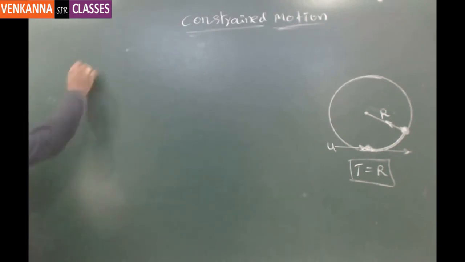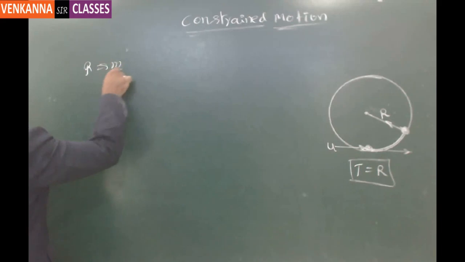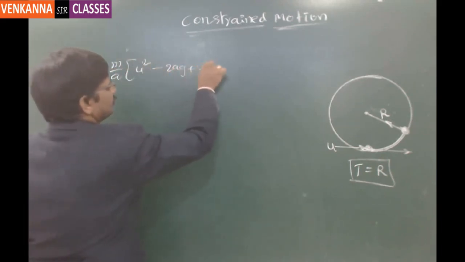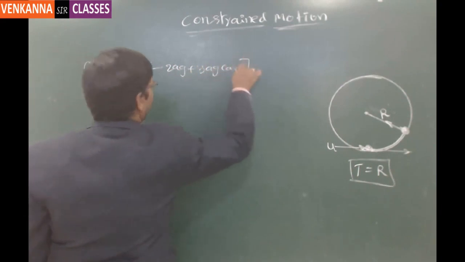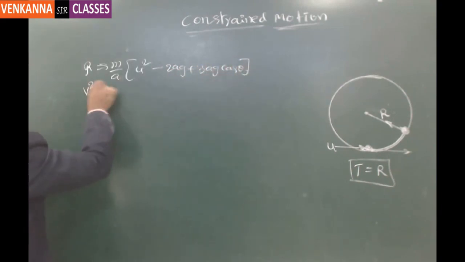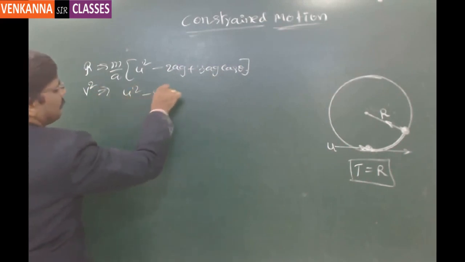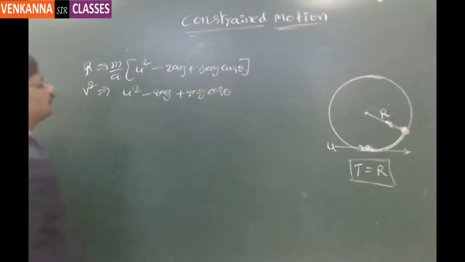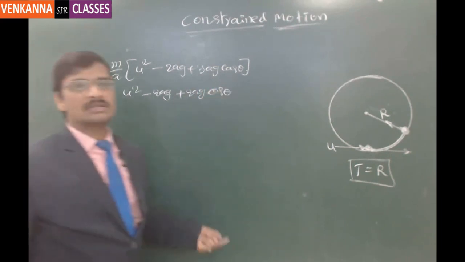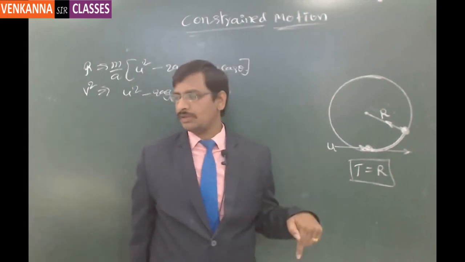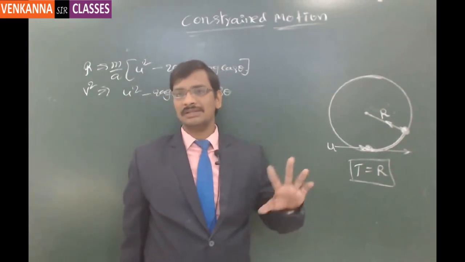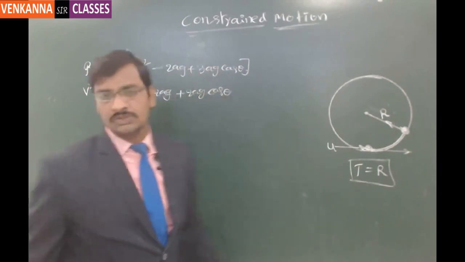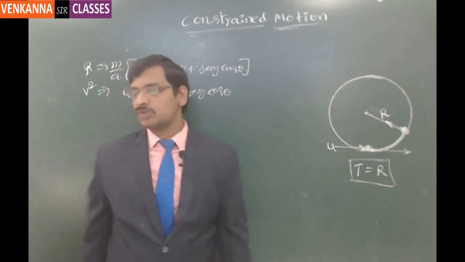So the R value, you can find out, is m by a times u square minus 2az plus 3az cos theta, and v square is u square minus 2az plus 2az cos theta. So these are the relations where the particle is constrained to move in a hollow sphere. Got it? The earlier one was a thread, so tension and normal reaction are one and the same. That's all. Got it? So this is how you can analyze in the case of hollow spheres.